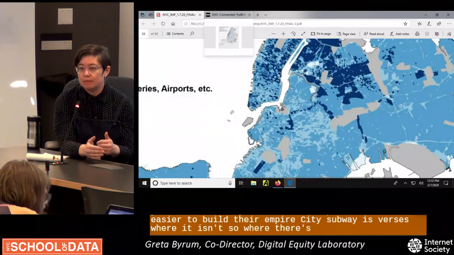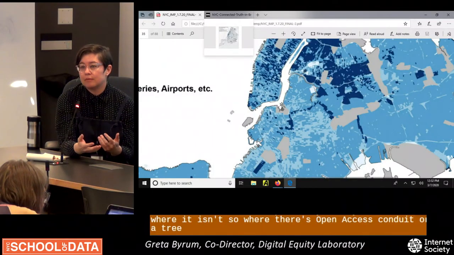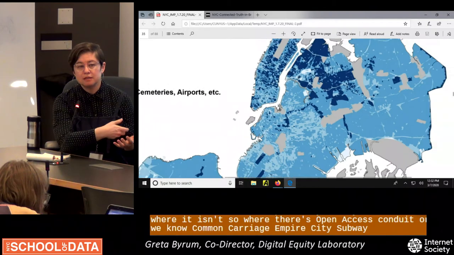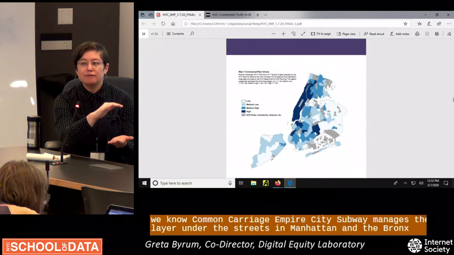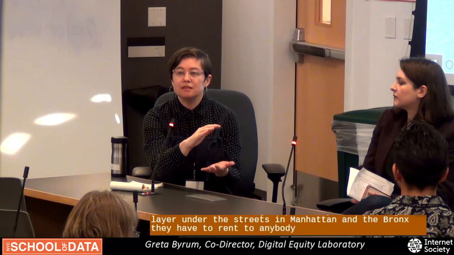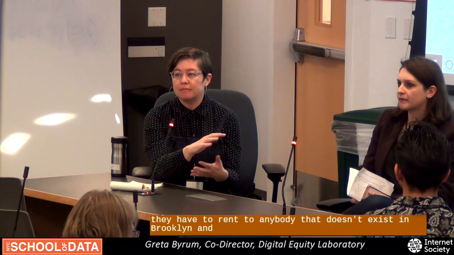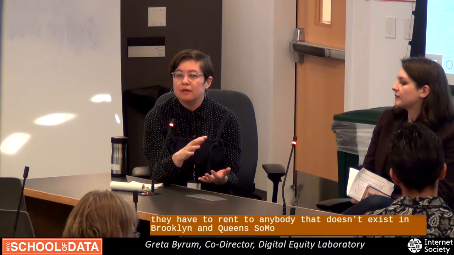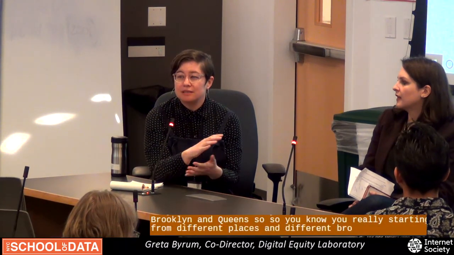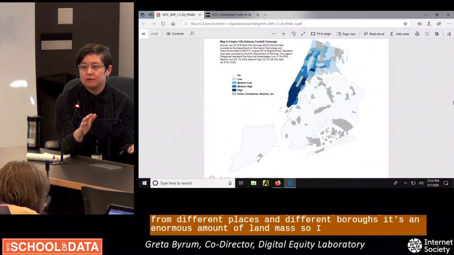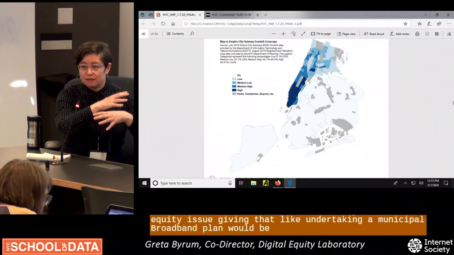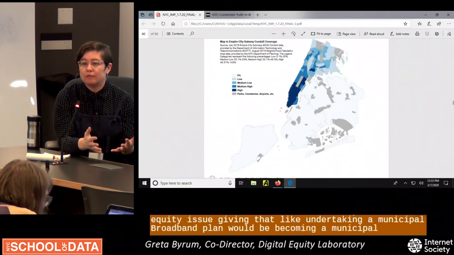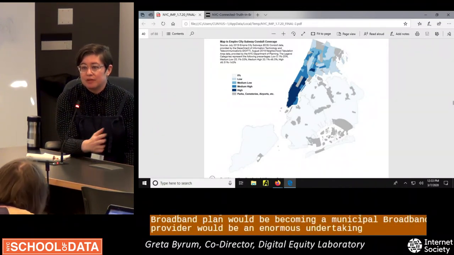Where there's open access conduit or common carriage, Empire City Subway, which manages the layer under the streets in Manhattan and the Bronx, has to rent to anybody. That doesn't exist in Brooklyn, Queens, and Staten Island. So you're really starting from different places in different boroughs. It's an enormous amount of land mass. So how do you address the equity issue, given that becoming a municipal broadband provider would be an enormous undertaking politically?